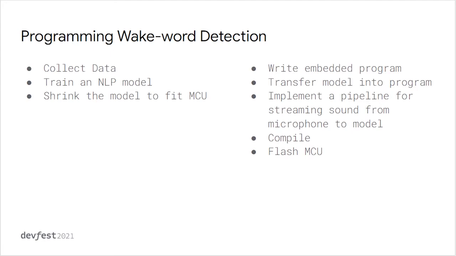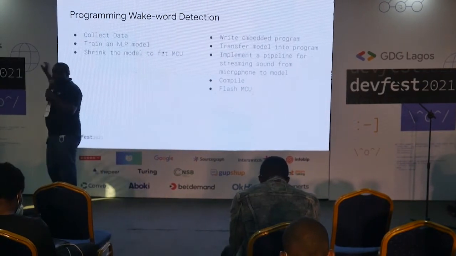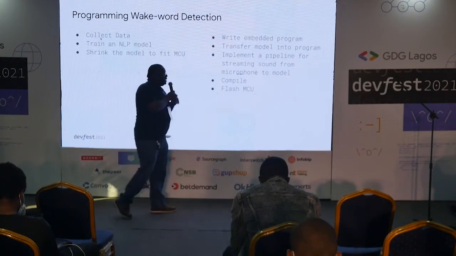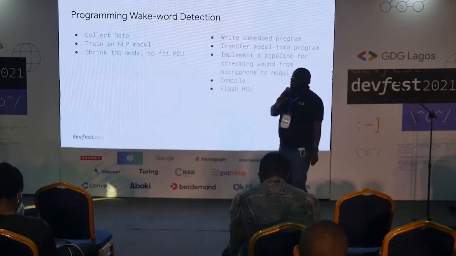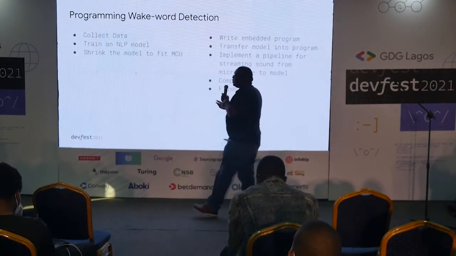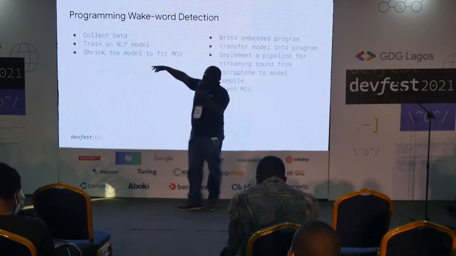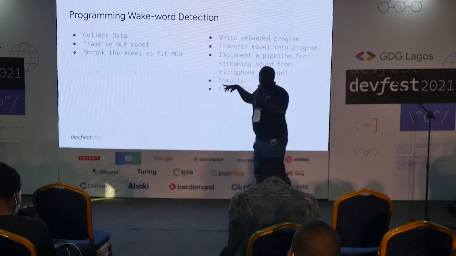Okay, so to program wake word detection, there are a bunch of steps. I split it into two because the two sets of operations happen in two different places using two different languages. So on the left side is a machine learning task, which happens in Python. And then on the right side is a device programming task, which happens in C or C++, depending on your microcontroller. So the machine learning task, I'm sure that at this point in time, machine learning is familiar to a lot of people. You're going to have to collect data, train an NLP model, and then shrink the model to fit on the MCU.